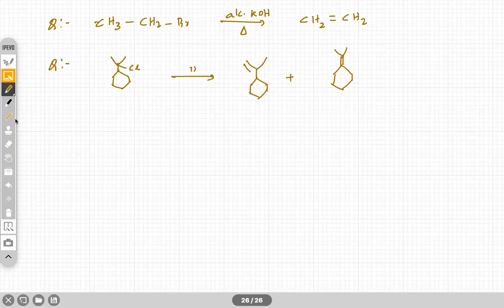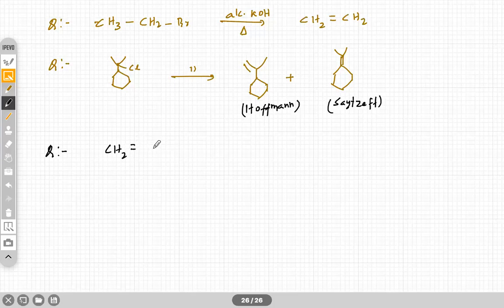Which one is more major? Which one is Saytzeff product? This one is the Saytzeff product because it is more substituted and stable. And this one is Hoffman. Saytzeff and Hoffman. Okay, one very, very important example you see.